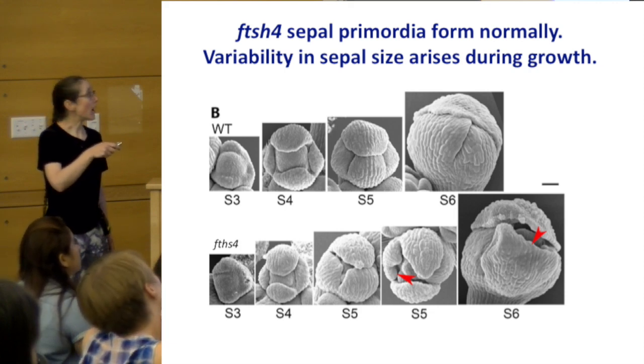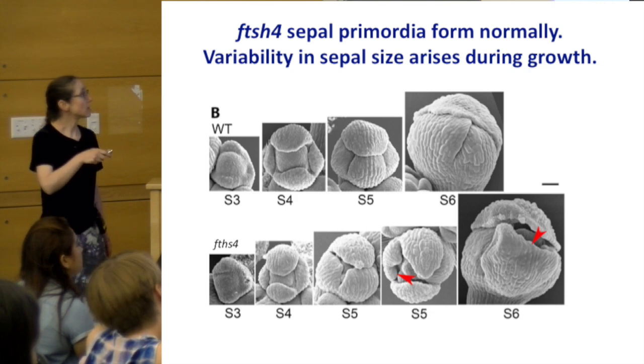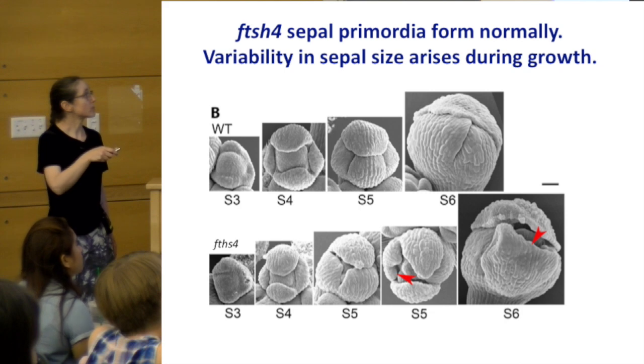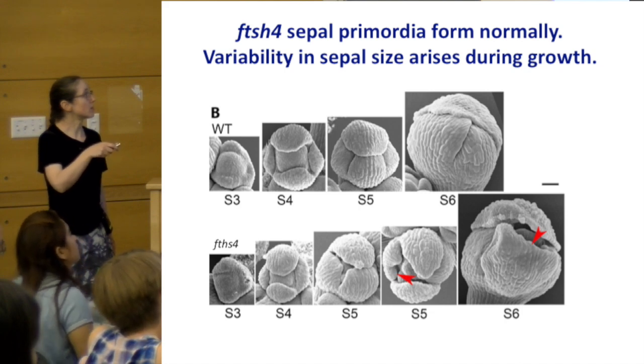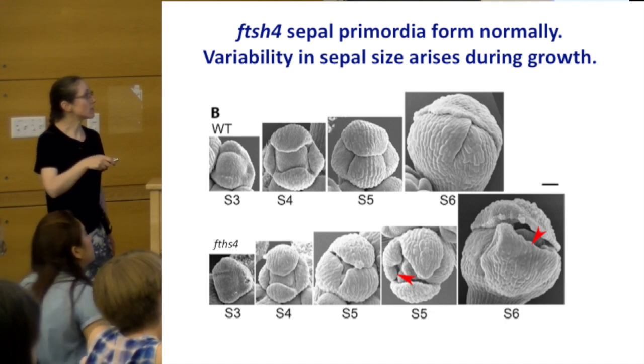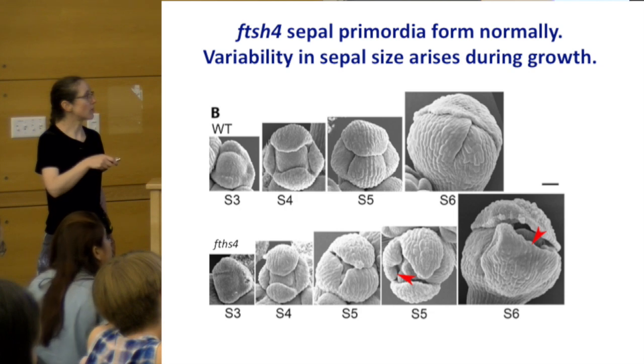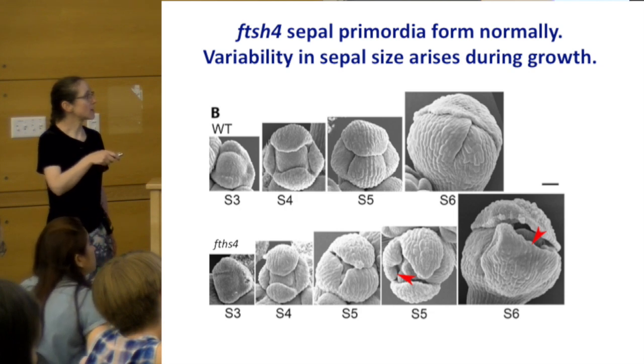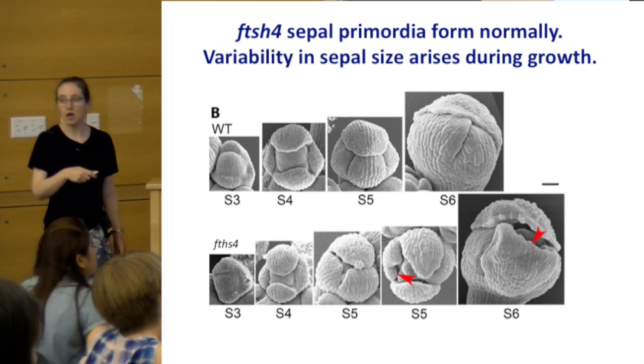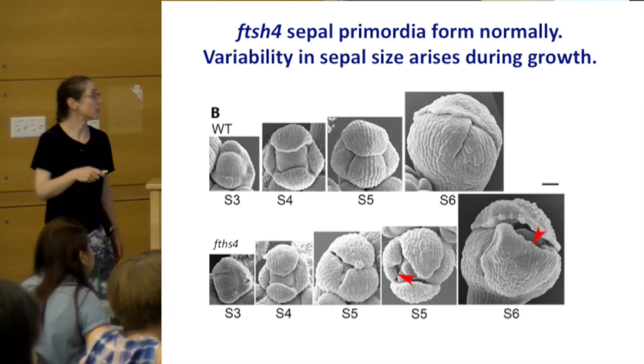The sepals grow out, and very rapidly the sepals enclose the flower. So that's the very first thing the sepals do, is they enclose the flower. And here you can see in FtsH4 that's starting to have a problem. This sepal's lagging behind, and so it's leaving a gap. So it's not enclosing the flower the way it should be.